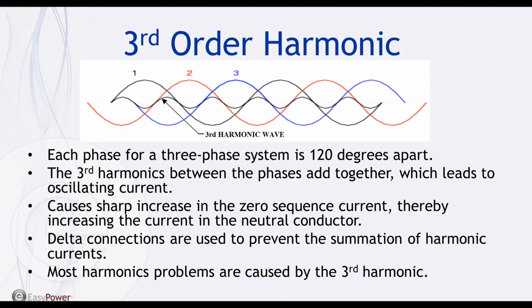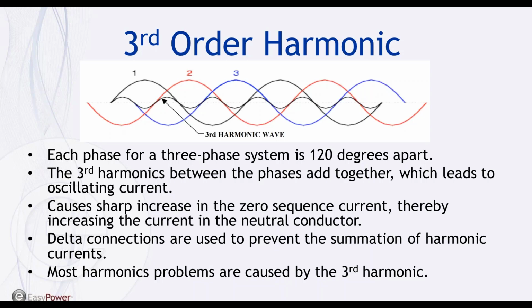However, if the three phases contain third-order harmonics, the currents will not fully add to zero or cancel out. As you can see in the graph, the third harmonics between the phases add together, which creates oscillating current. This results in a sharp increase in the zero sequence current, which increases the current in the neutral conductor. This effect can require special consideration in the design of an electric system to serve nonlinear loads.